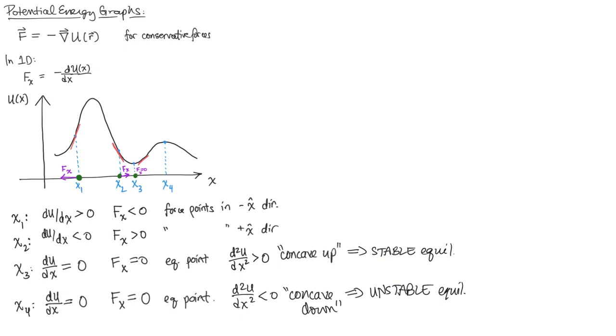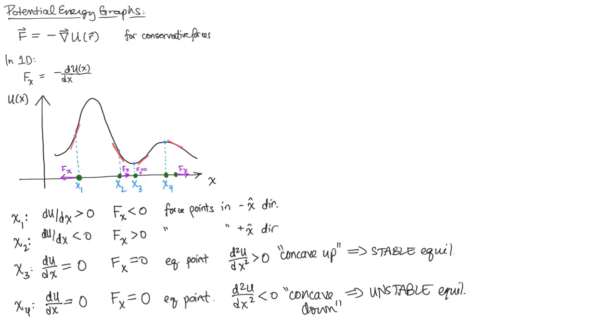But consider what happens in the case at point x4. If you put a particle down at x4 and you give it a little nudge to the right, now that particle will be in a place where the gradient is negative, and therefore the force, which is minus the gradient, is positive. So if you nudge the particle a little bit to the right, then the force makes it want to move even further away from equilibrium. So you have kind of a runaway process. And that creates what we call an unstable equilibrium.